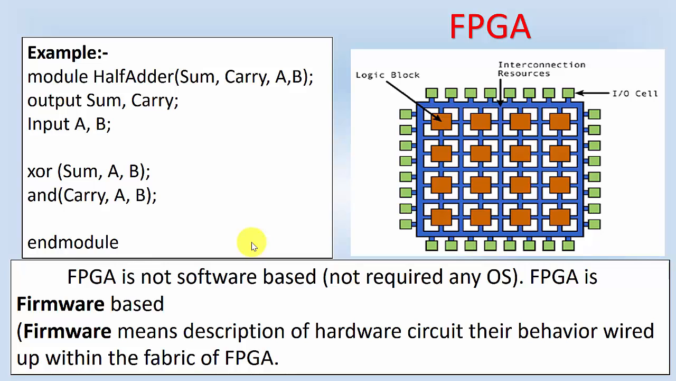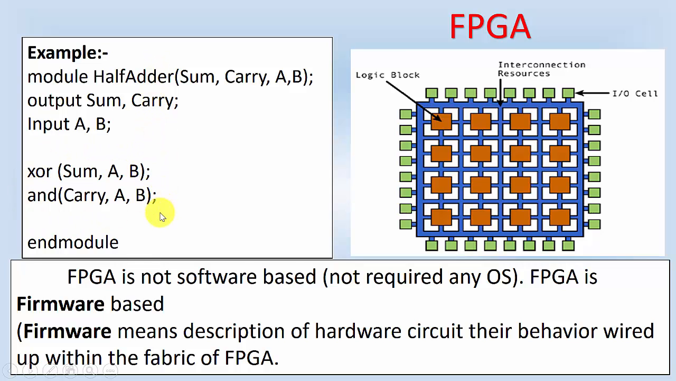Let us take one example. Now I want to describe the hardware of a half adder. For describing this, what is required? The relation between inputs and outputs. What is the relation between the inputs A, B and the output sum? It is nothing but XOR, and that XOR we write here. And what is the relation between inputs A, B and carry? That one is AND, and that I am describing here.